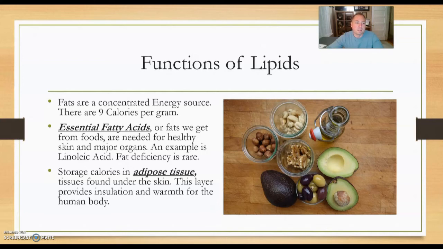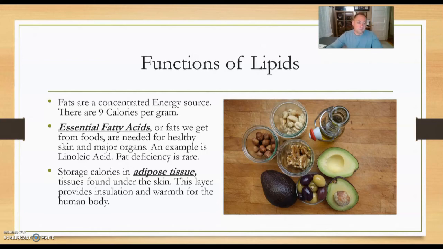Okay. Now, essential fatty acids, what are these? These are fats that we get from foods. We do not make these, and they're needed for healthy skin and major organs. An example is linoleic acid. Fat deficiency, especially in the United States, is rare. Okay, it's rare. We actually probably take in too much fat, and we don't burn enough off.